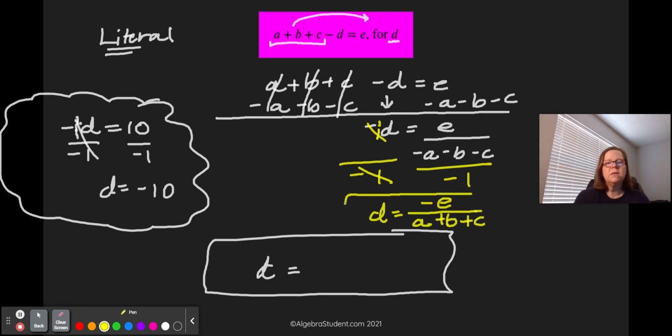And that is the answer. That's what I was shooting for here when I knew that I wanted to get it down to just D equals and everything else. Negative E over A plus B plus C.